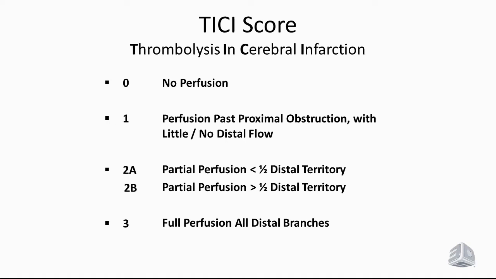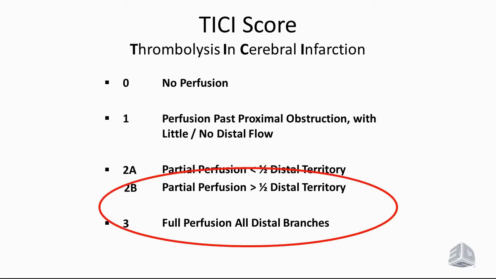The second thing that came out in the course of trials after the NINDS trial was the TICI score, named after the TIMI score used in many of the acute myocardial infarction trials trying to revascularize the coronaries. This was simply adapted to give a score for the angiographic recanalization of the vessels in the brain. And in particular, recanalization to the level of 2B or 3, partial perfusion of greater than half of the occluded territory, or complete reperfusion of the distal territory, there are some very strong indications that that correlates very strongly with better outcomes.